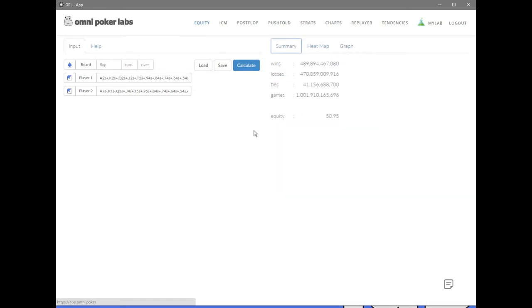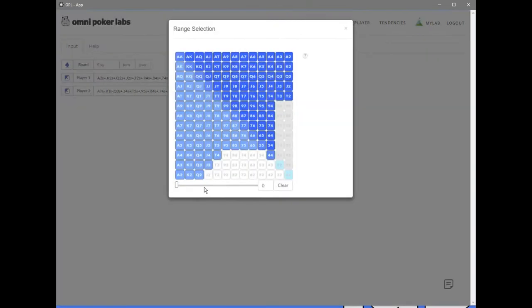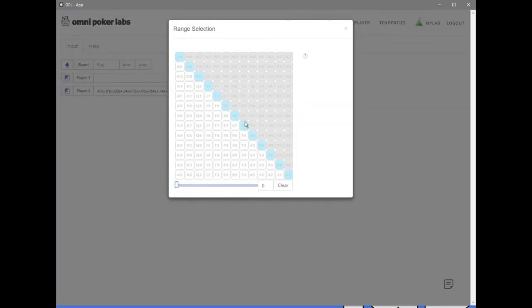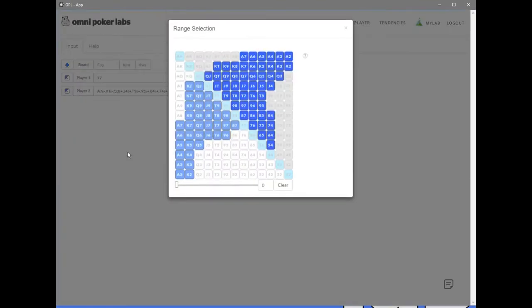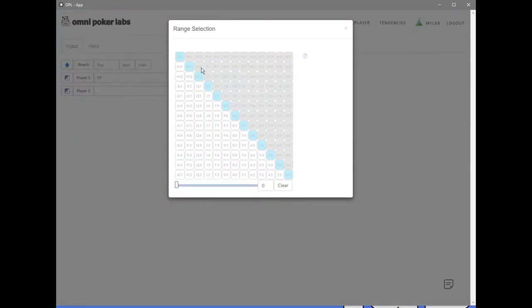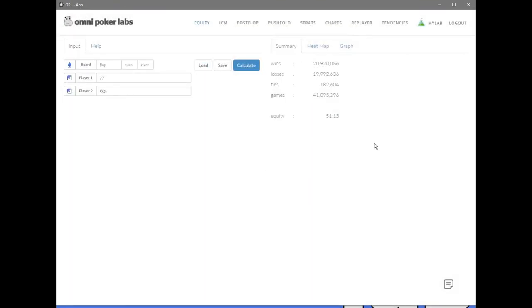Now, this is usually used in one of four ways. The first and most common way is to calculate equities in all-in situations, both pre and post-flop. So for example, if I want to know how often a pair wins against two overcards, I give the first player a pair, the second player some overcards, hit calculate, and we see the pair is about a 1% favorite.